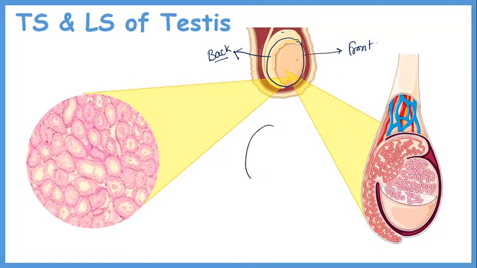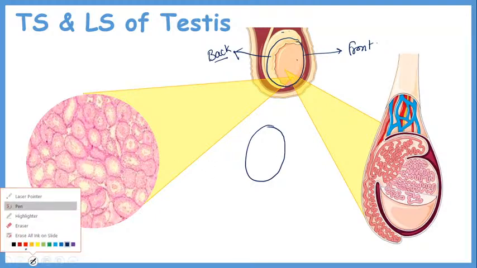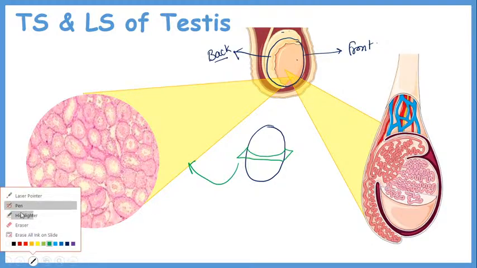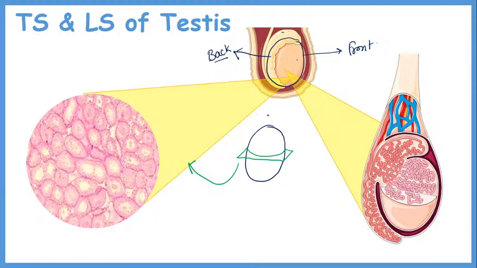Now if testis is like an egg, we can cut the testis in two ways. We can have an LS and we can have a TS. If we do a TS of testis, then the TS will look like this. And if you do an LS of the testis, here we have done a very smart kind of LS. We cut out a quarter, and now we get this kind of a situation, right? So this is the idea of LS and TS.